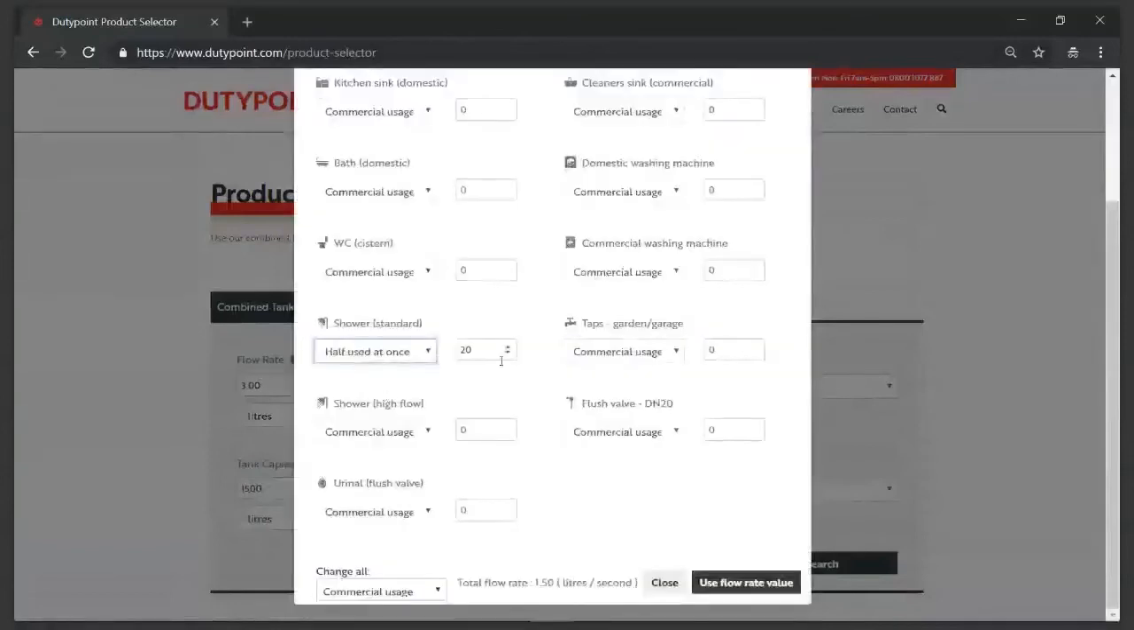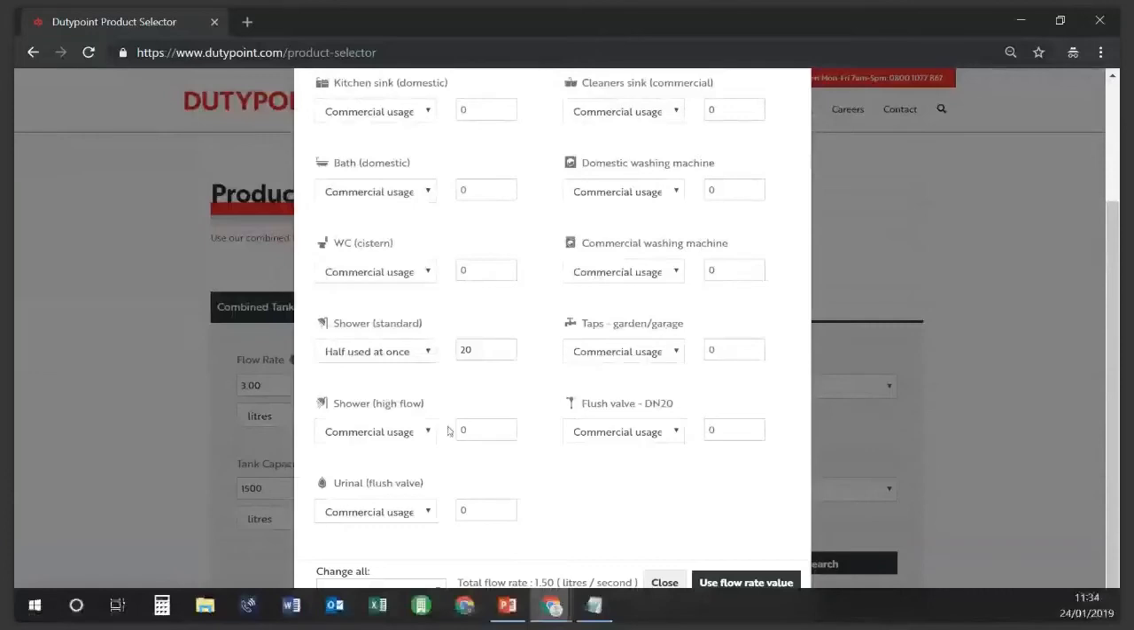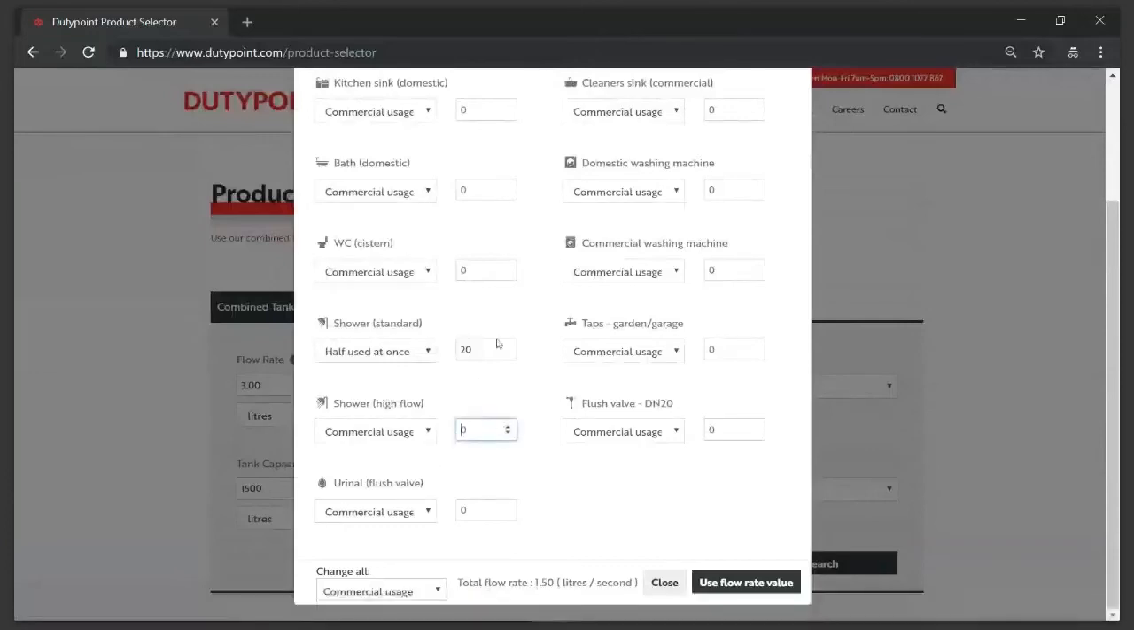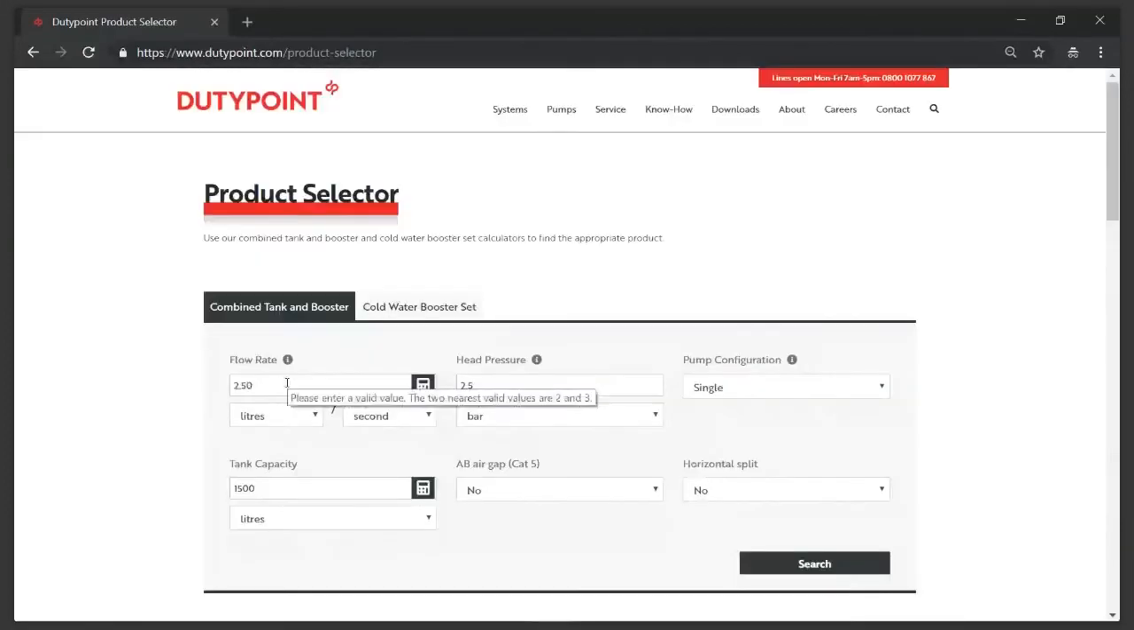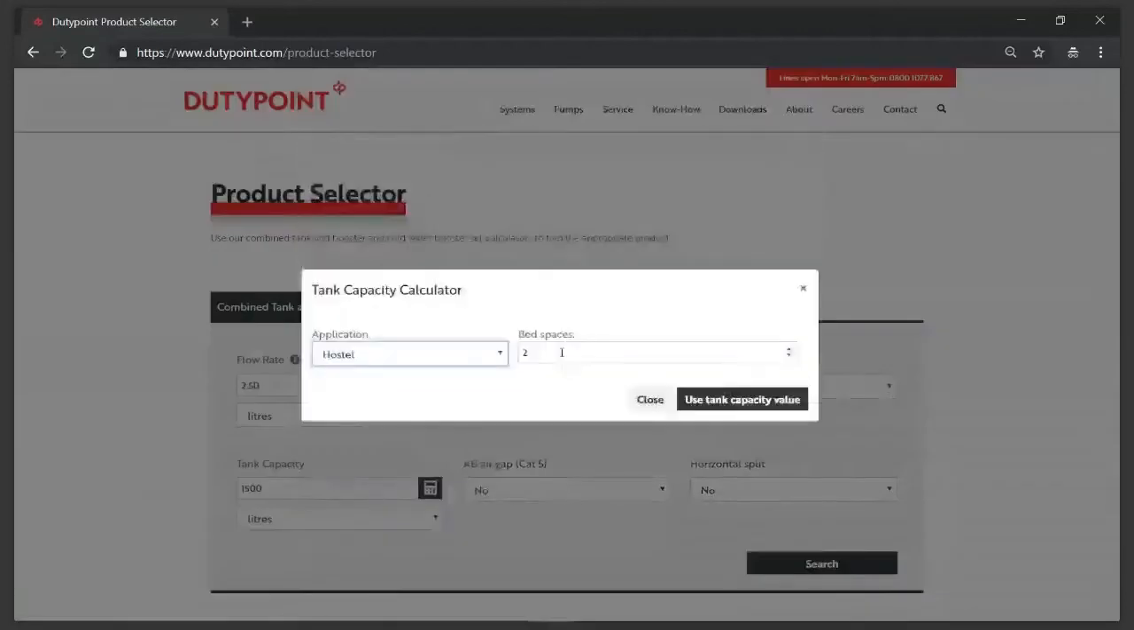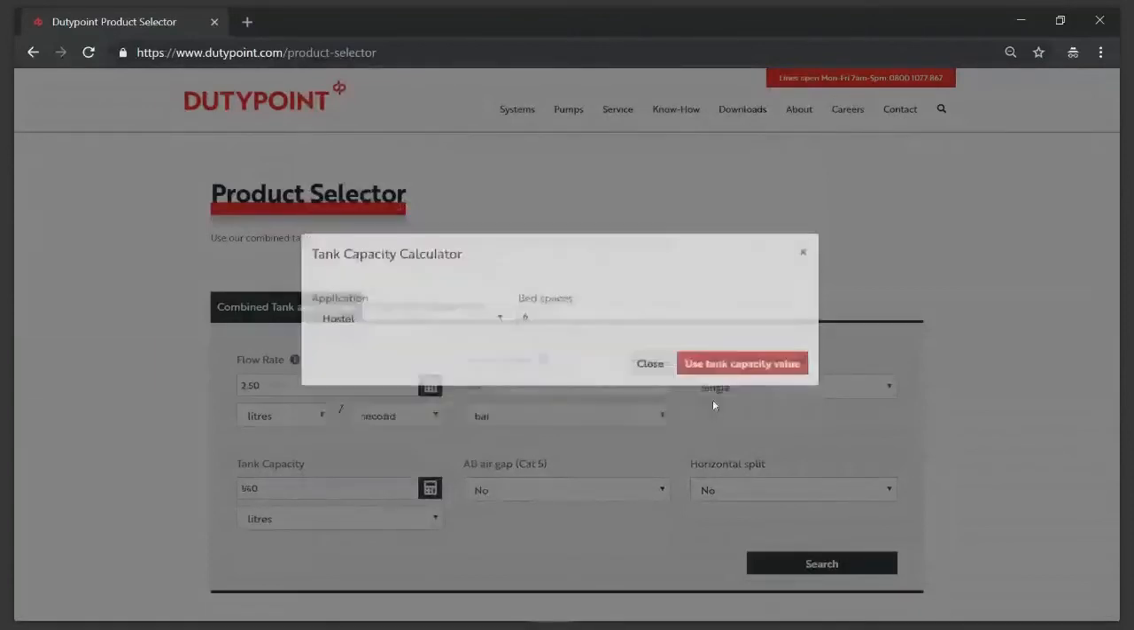So say a 10-bedroom, 10-bathroom house, 10 showers, they'd probably be high-flow showers as well. So we actually use this one down here. I'm going to set that to 0, and actually high flow showers, we'll say half used at once, and there are 10 showers. And that will give us a flow rate to use in our calculations there. So 2.5 litres a second in this case. And again, we can use the hostel setting from BS EN 806, and that will give us a tank capacity, which then we can use to search for the best solution.